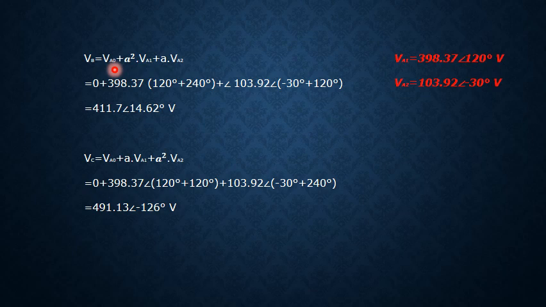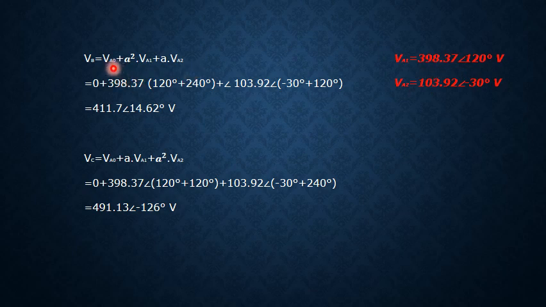We already know this equation, right? Vb is equal to Va0 plus a square into Va1 plus a into Va2. Now substitute the value of respective line voltages. Be careful, here we are going to substitute line voltage, not phase voltage. Va0 represents zero sequence, Va1 positive, Va2 negative. Now we obtained these values, right? Now substitute these values in this equation.